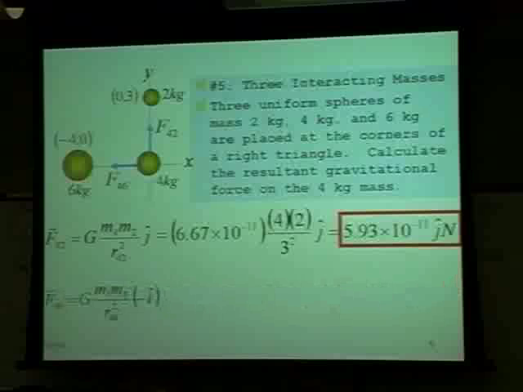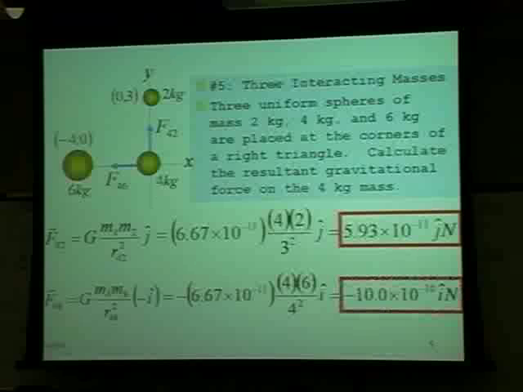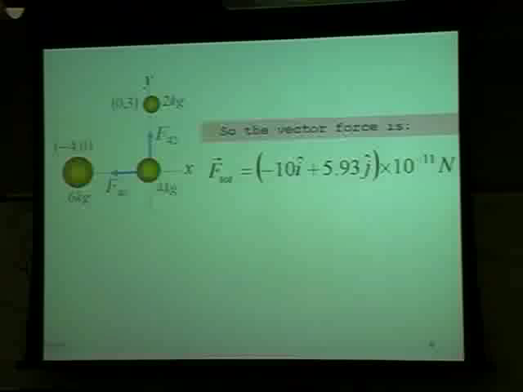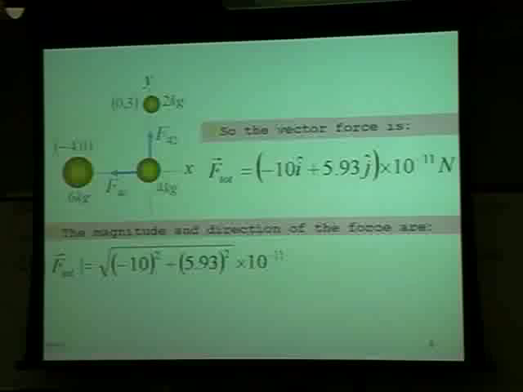The force between the 4 and the 6 would be G times 4 kilograms times 6 kilograms over 4 meters squared, and that's in the negative I direction. So that's a negative 10 times 10 to the minus 10 newtons times I. So I have a net vector force of a negative 10I plus 5.93J times 10 to the minus 11 newtons. And I can figure out the magnitude and direction of that force.